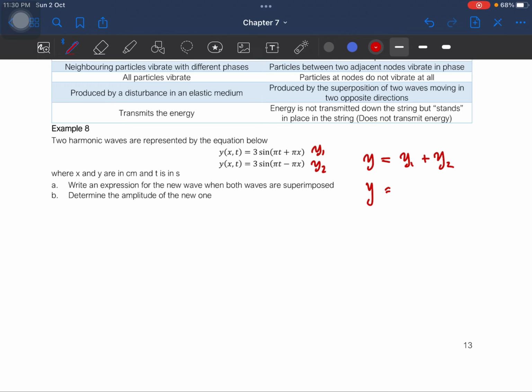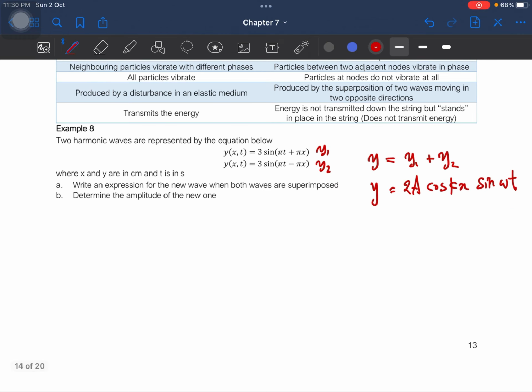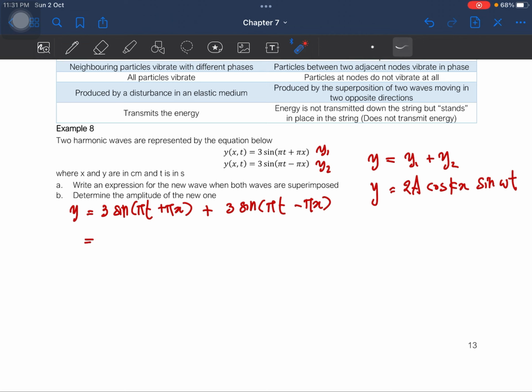2A cos kx first. Cos kx sin omega t. So basically our equation must look like this. So y is equal to y1, which is 3 sin(pi t plus pi x). You show your solution like this. Plus 3 sin(pi t minus pi x). Then it will equal this one. You just do it like this again.